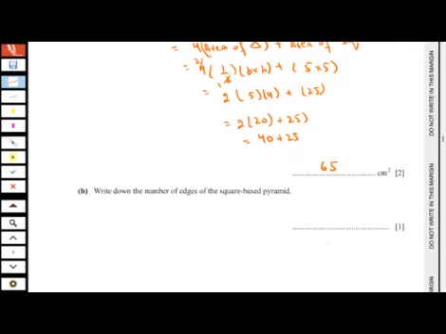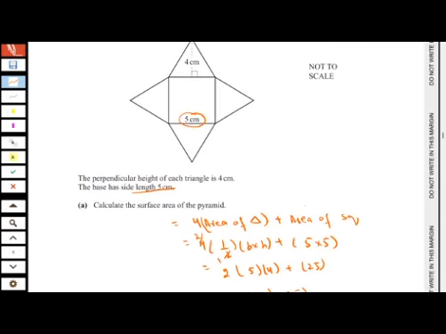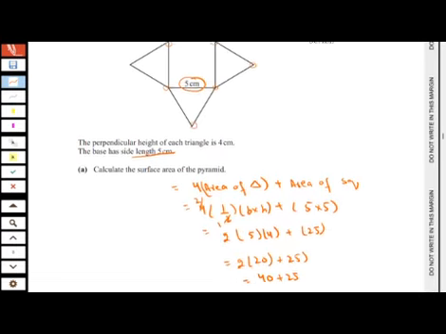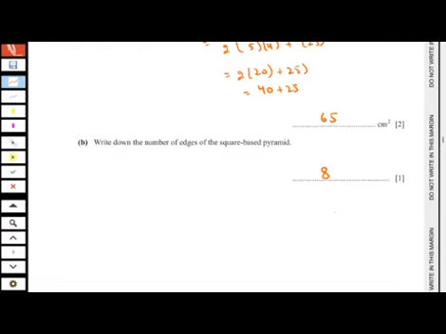Part B, write down the number of edges of the square based pyramid. Square based pyramid, we have to write the number of edges. So we have number of edges 1 2 3 4 5 6 7 8. We have 8 edges. So the answer is 8 edges.